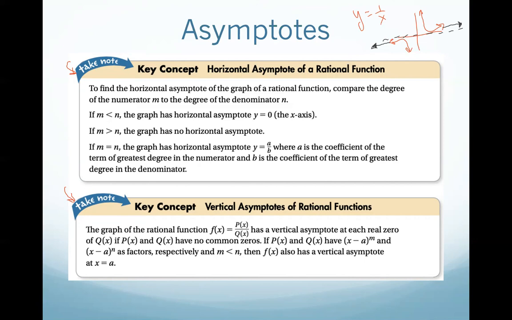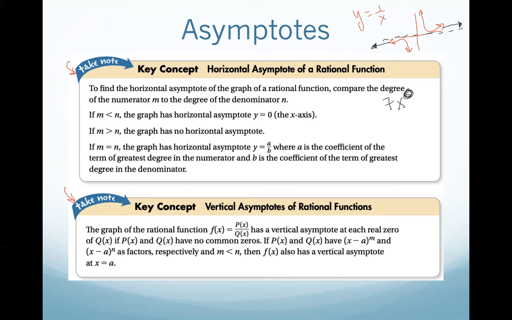And for all 3 cases, we're going to look at the degree of the numerator. So as a reminder, for degree, if I have x to the 5th, that's degree 5. If I have 7x to the 5th, the degree is still 5. So the degree comes from the biggest exponent. So when we're talking about horizontal asymptotes, we're going to be looking at the degree, the biggest exponent, in the numerator and in the denominator.